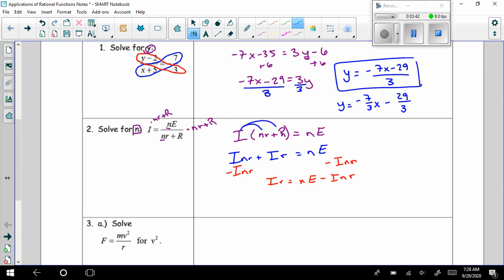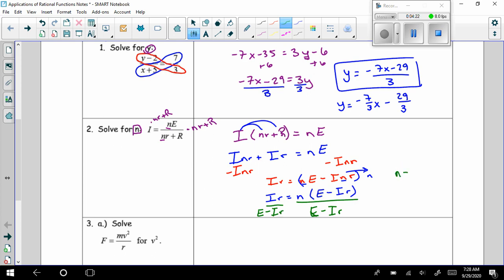And now that that is all on one side, I can pull out an N. It doesn't go anywhere. Remember, it just comes to the outside. You're undistributing it. So we end up with something like this. Now we've gone from having two n's to having a single n. We've factored it out or undistributed it. So your very last step is to divide by E minus IR, excuse me, and that will be your final answer.